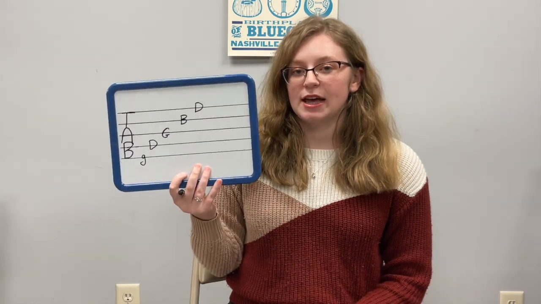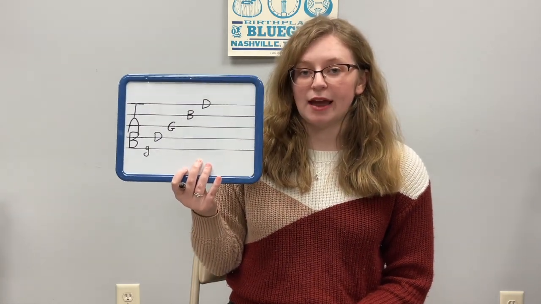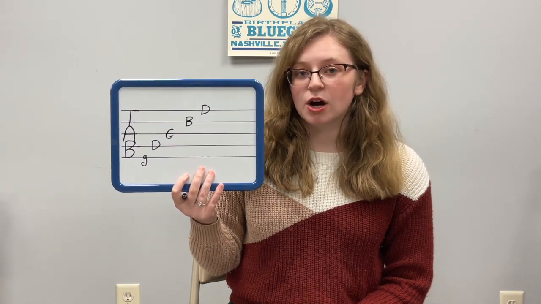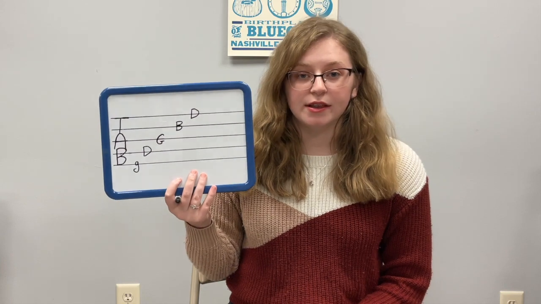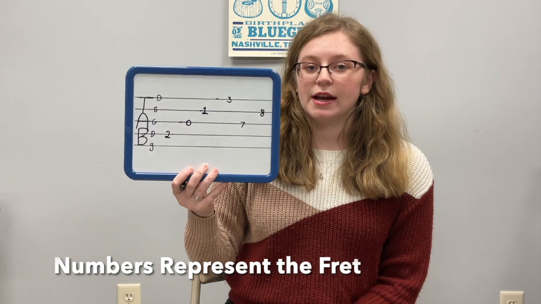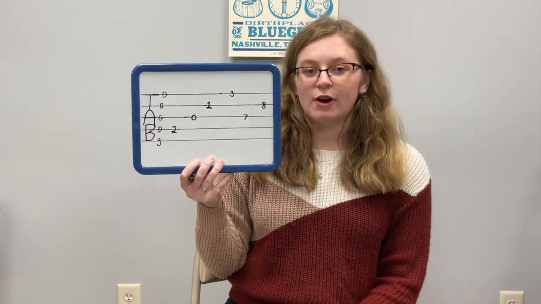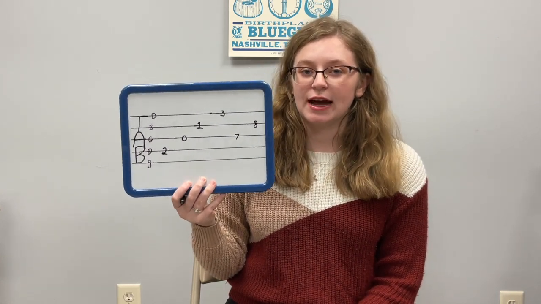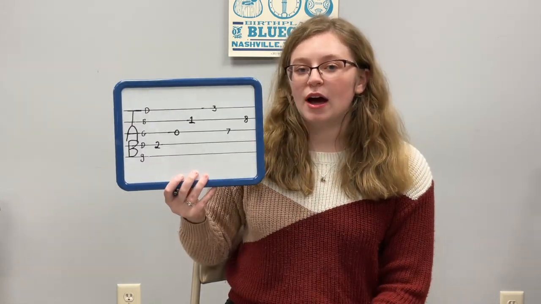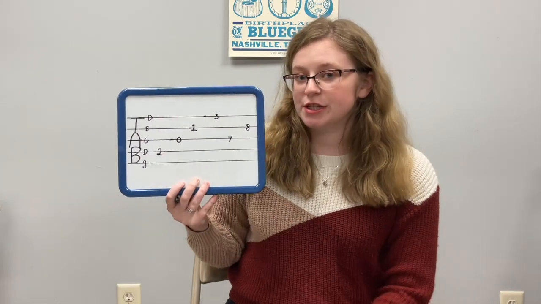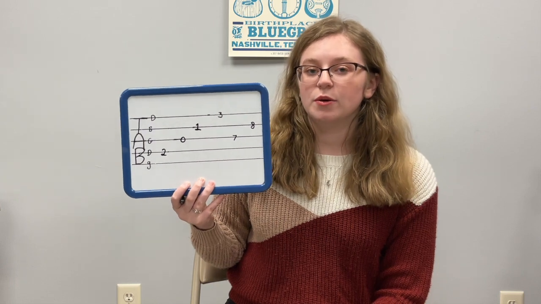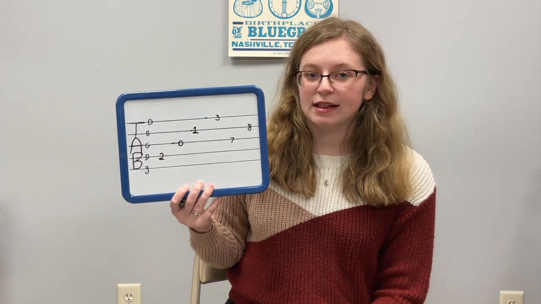So the lines represent the string that we need to play with our right hand. What represents our left hand are the numbers that are placed on the line. The number on a line represents what fret you need to press the string down at. So for example, a 2 on the 4th string, the low D string, means that you are going to fret or press down the low D string, the 4th string, at the 2nd fret.